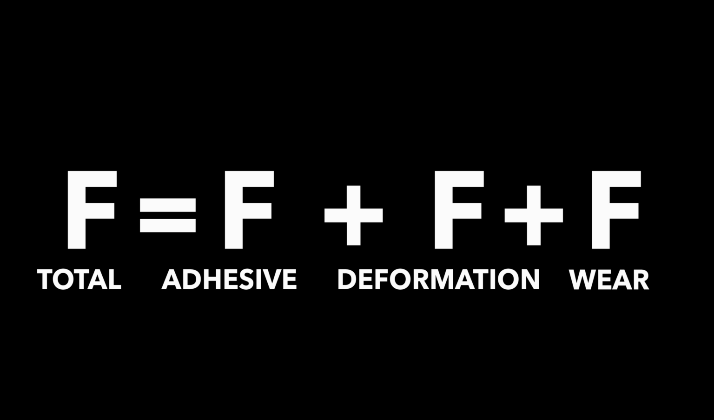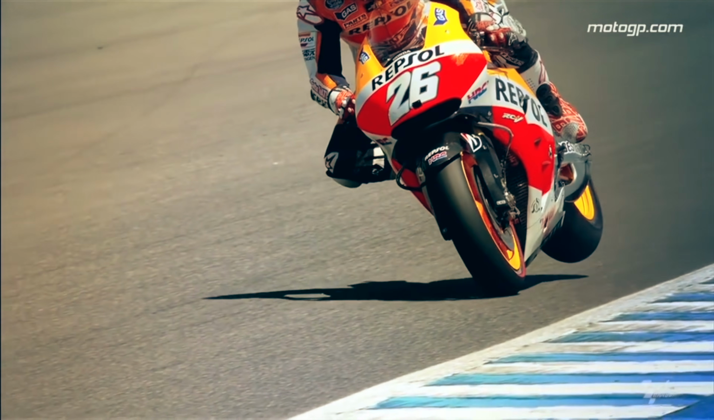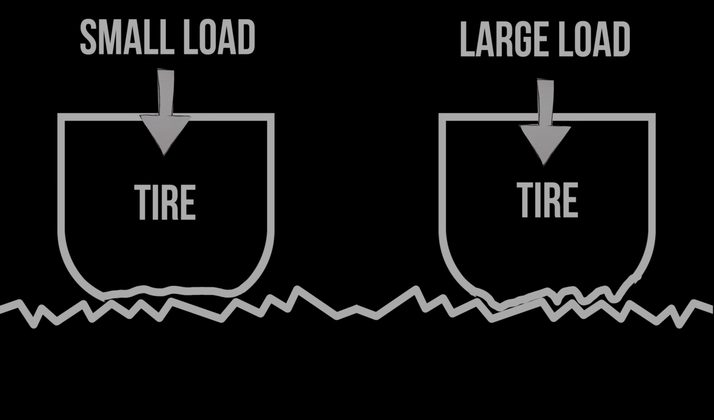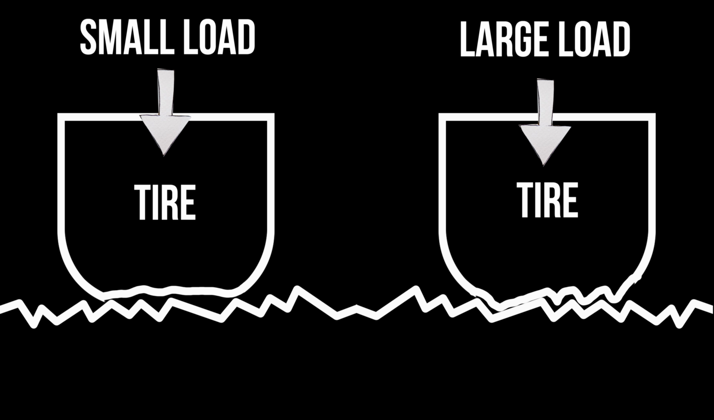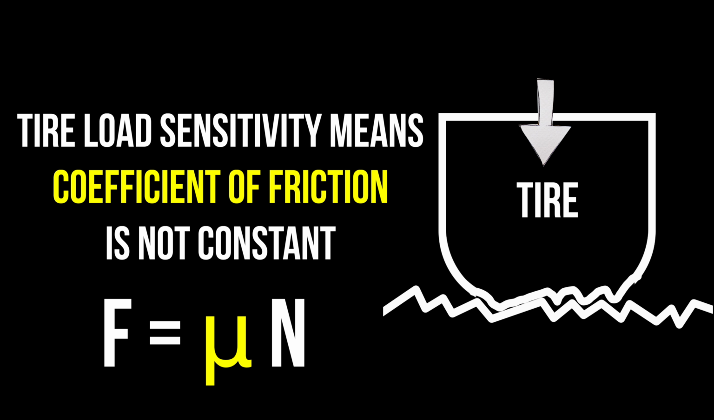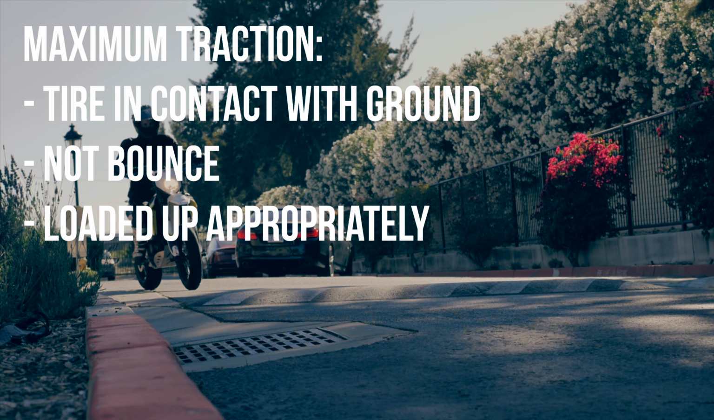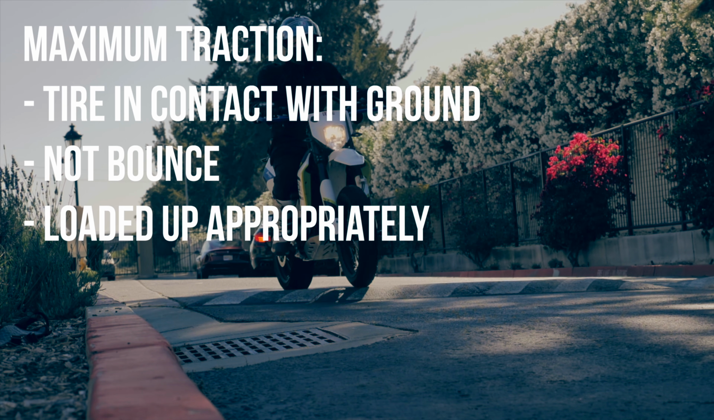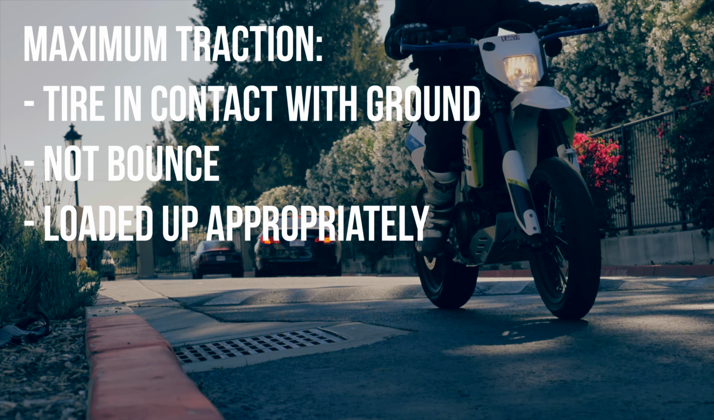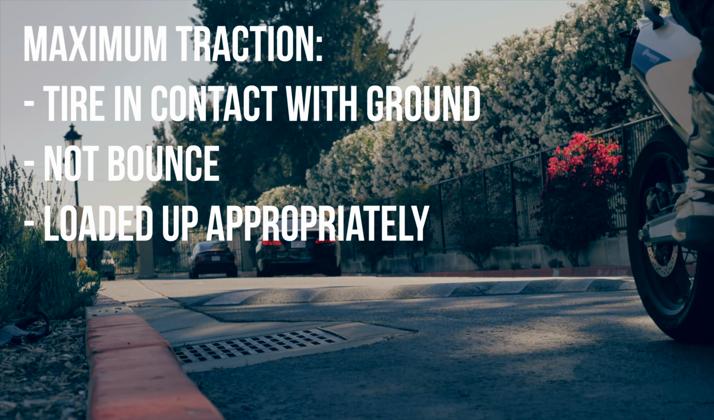Now we can write a more general equation for rubber friction. The maximum lateral force that can be developed increases as the vertical load increases, as shown in segment 1. But because of tire load sensitivity, it is at a diminishing rate. So for a pneumatic tire, the coefficient of friction decreases as the vertical load increases. So in order for the tire of a motorcycle to provide maximum traction, it should be in contact with the ground, not bounce or oscillate, and be loaded up appropriately.